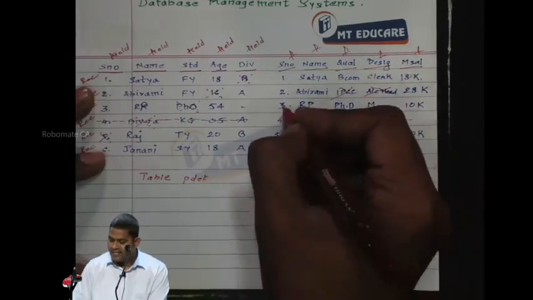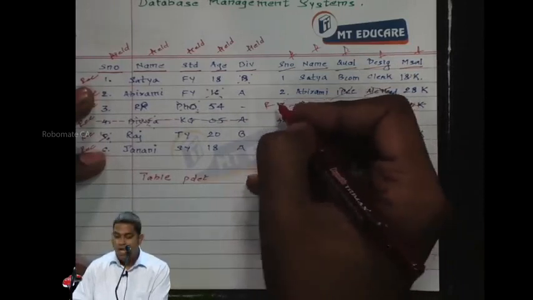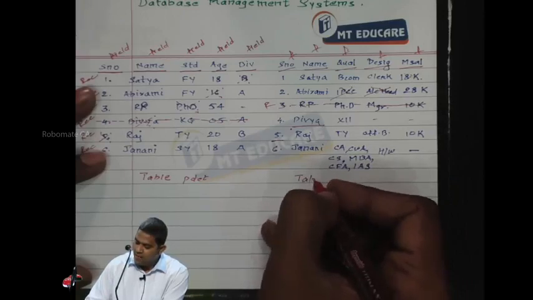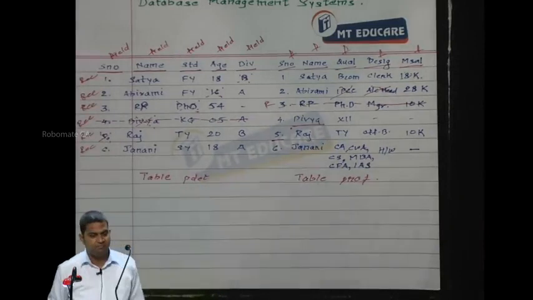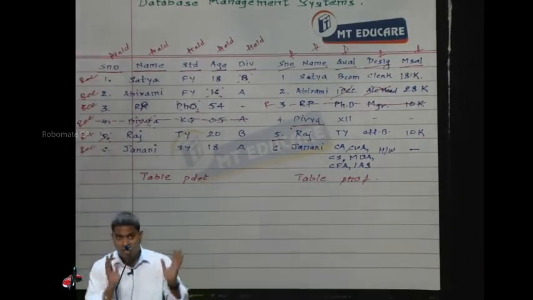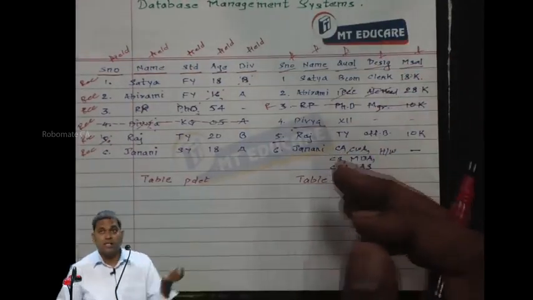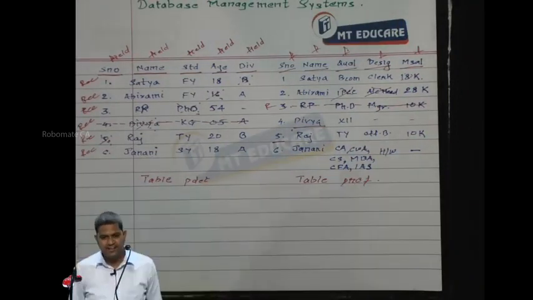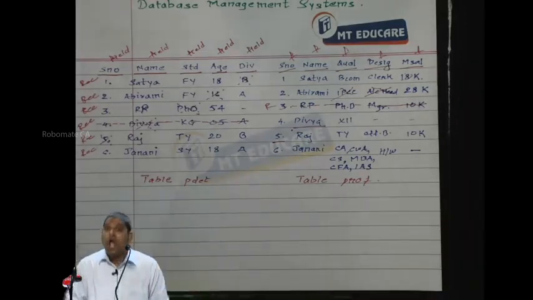And can I say this is the record of Mr. RP? All records are put together to form a table. And here I now call this table as prof, professional details. Now see, this table and this table both contain different information about the same entity. So I need to put both these tables together.